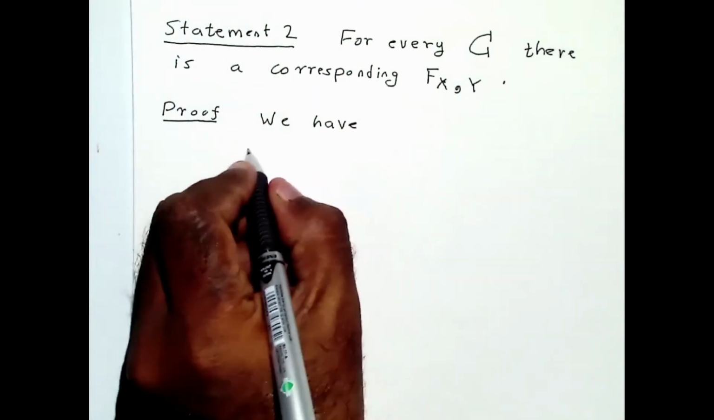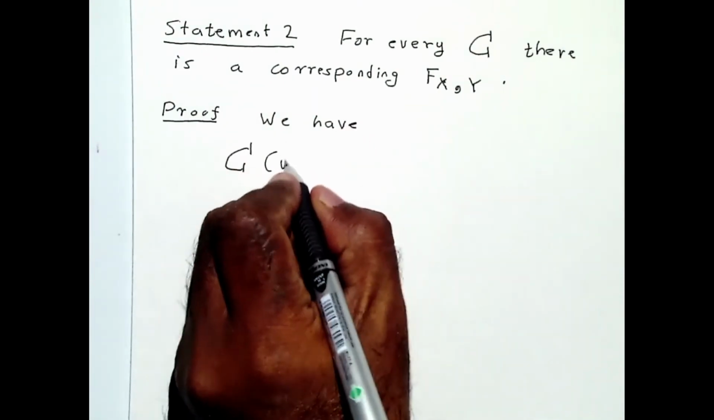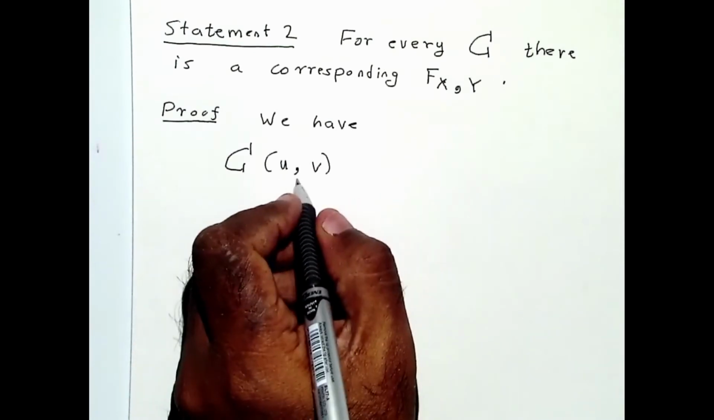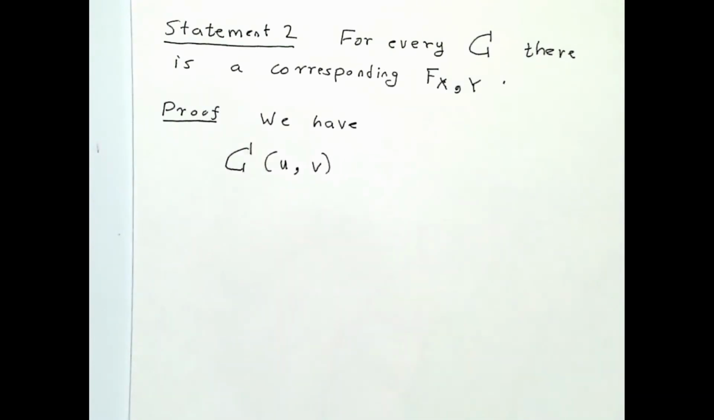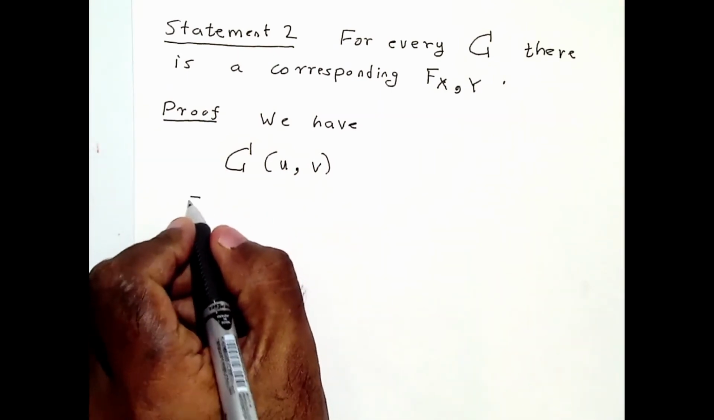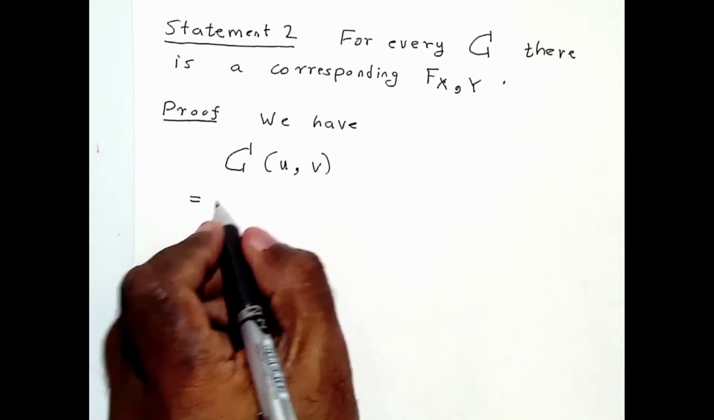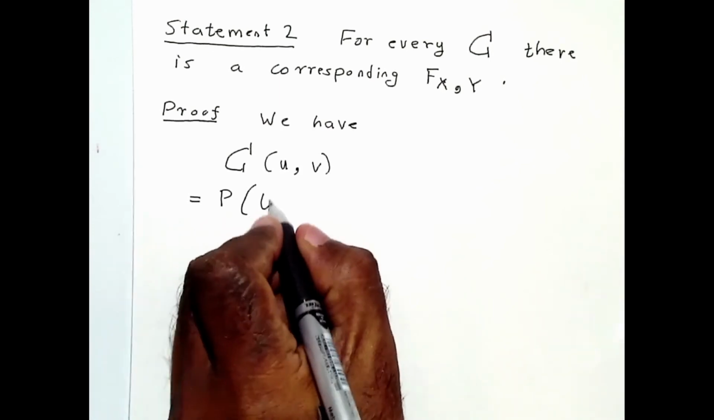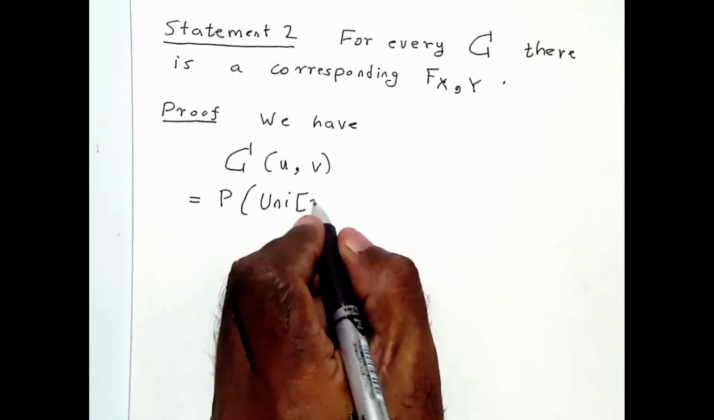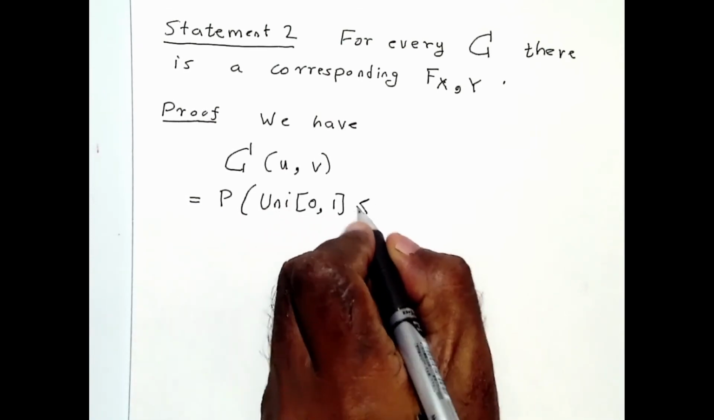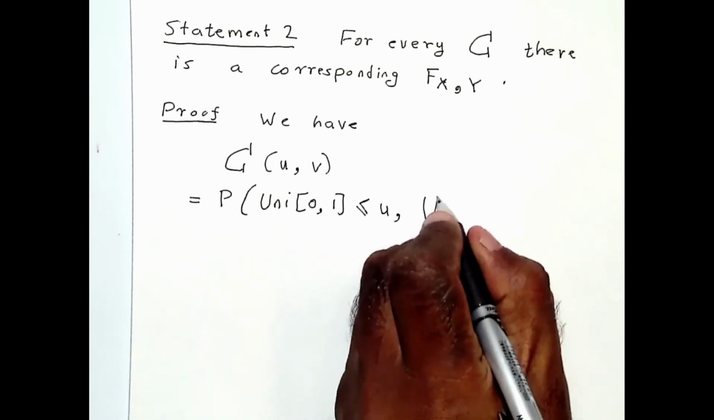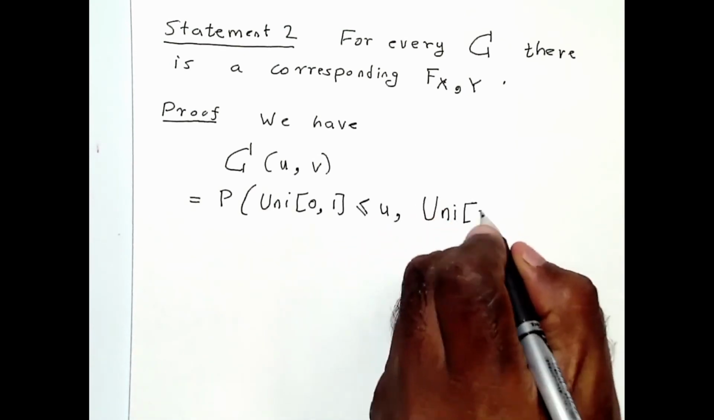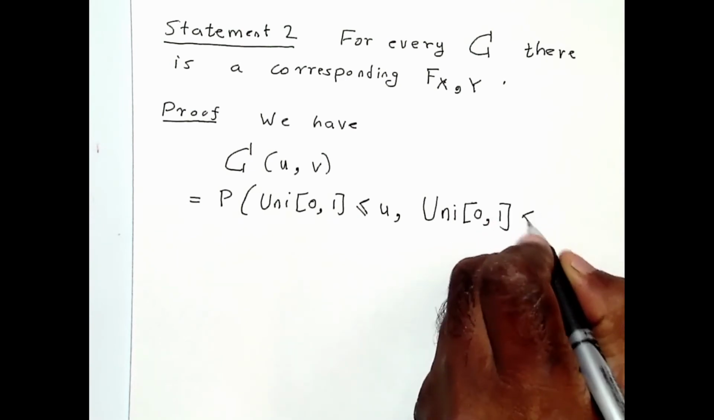For this proof, I will start with the copula function, which is capital C(u, v). Now remember, the copula is made up of two uniform random variables, so we can write this as the probability of a uniform variable U(0,1) less than or equal to u, and another uniform variable U(0,1) less than or equal to v.